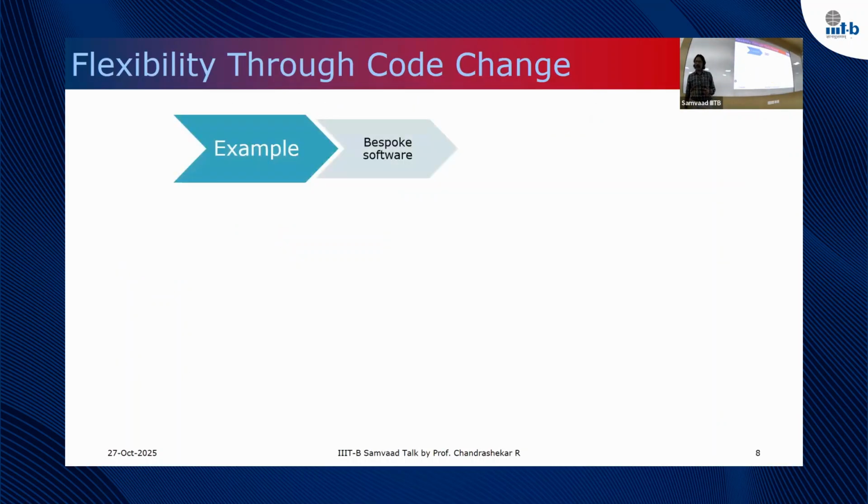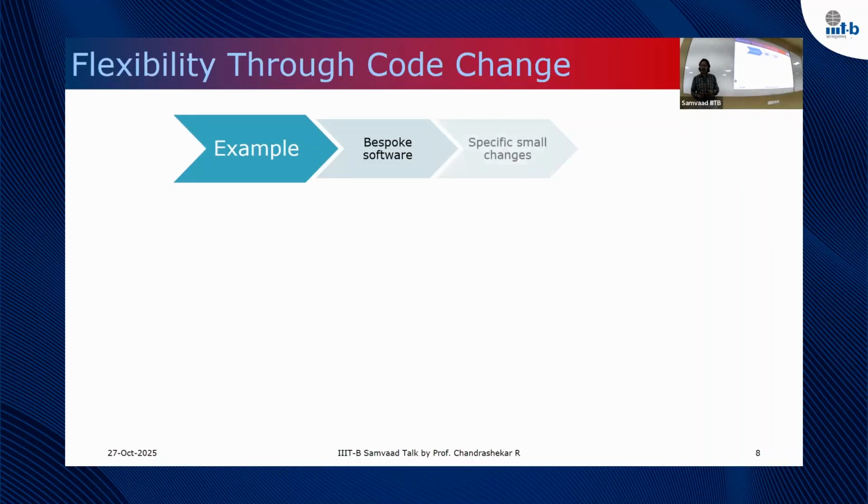Typically, flexibility through code change is the only option when you talk about bespoke software. Again, a small terminology introduction here. When you talk about software, we talk about COTS, commercial off-the-shelf products, or bespoke, which means software developed specifically for one organization, for one particular requirement. So it is very specifically created software.